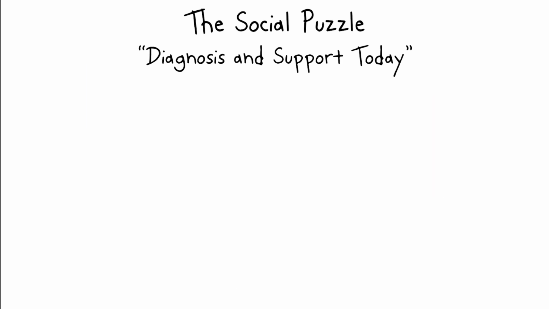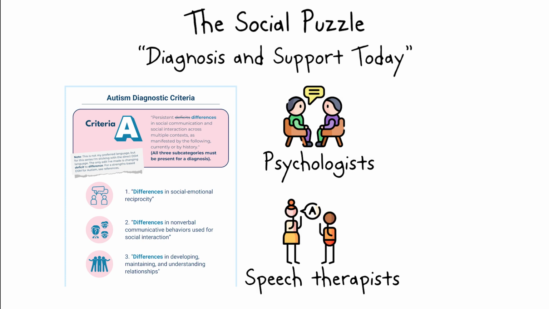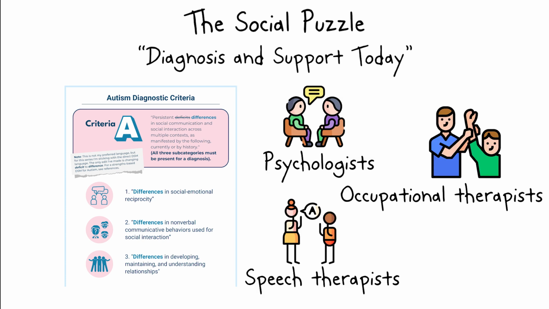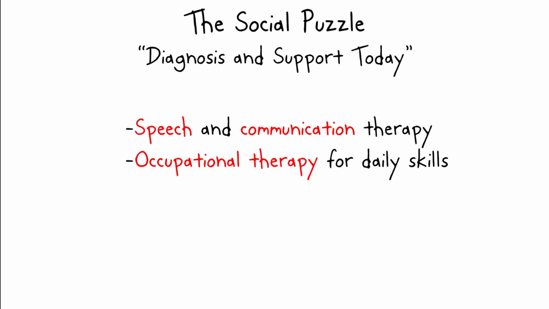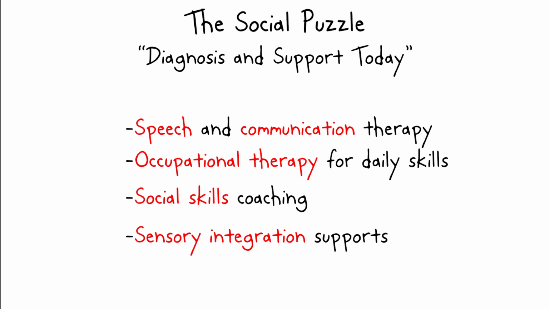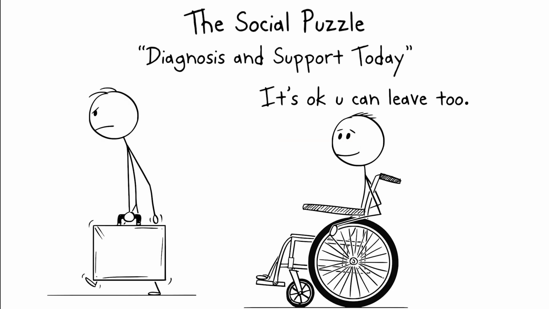Diagnosis and support today. Autism diagnosis is more nuanced today, involving psychologists, speech therapists, occupational therapists, and more. Early diagnosis helps with tailored support: speech and communication therapy, occupational therapy for daily skills, social skills coaching, sensory integration supports. But remember, autism is lifelong. Support changes over time, and every autistic person's journey is unique.